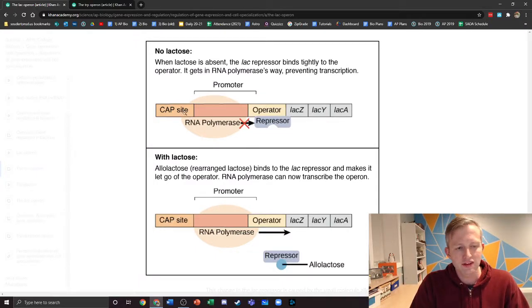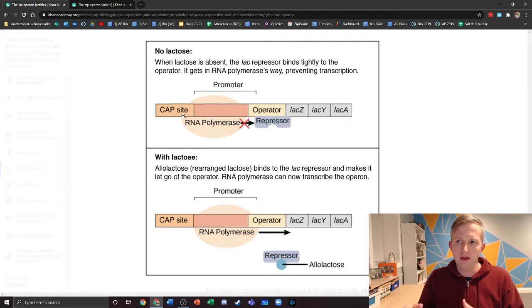Now the cap site's an interesting thing, sort of an extra layer on top of all this, where the cap site is an additional promoting factor that is active when there is a low concentration of glucose. And the reason why that's significant is because what the lactose is getting broken down into is galactose and glucose. So the lack of glucose would indicate that there's an insufficient breaking down of lactose, and therefore would promote additional lactase production. So it's sort of like an extra booster step.